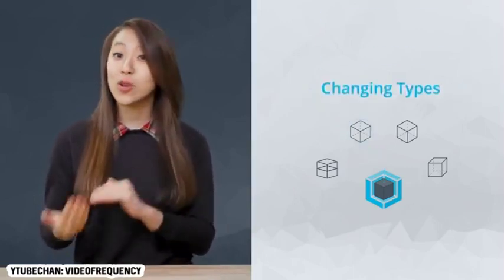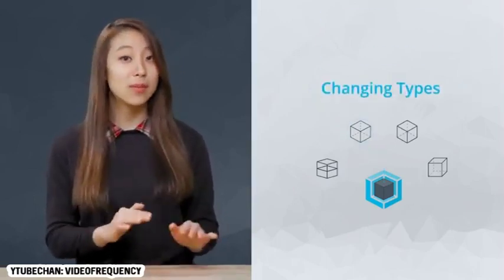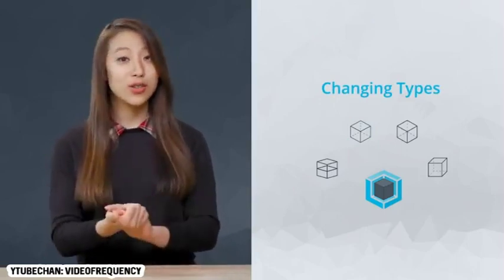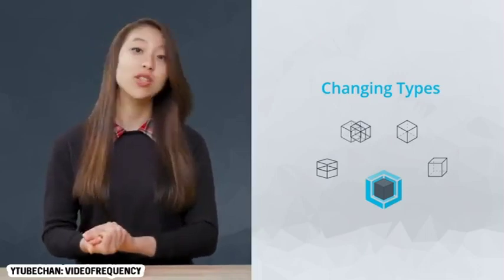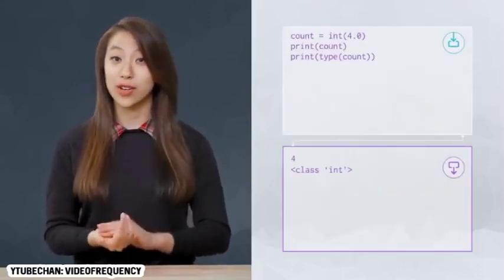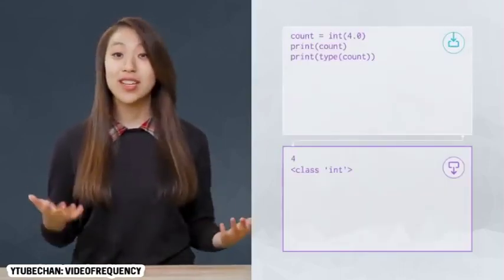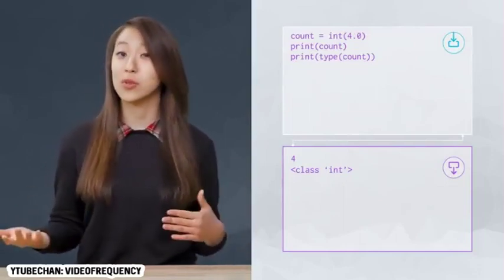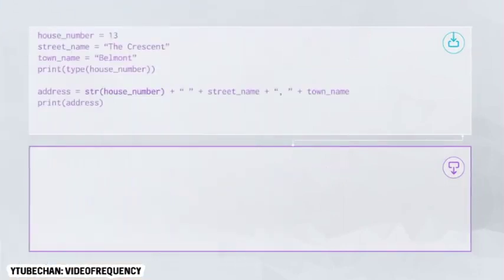You might also have situations where you don't control the type of data that you receive, but you still need to use it. The good news is that you can create new objects from old and change the type in the process. We went over this in the integers and floats video. For example, here we create an int from a float and assign it to a variable count. Here, we create a string out of the house number and use that to build a larger address string.